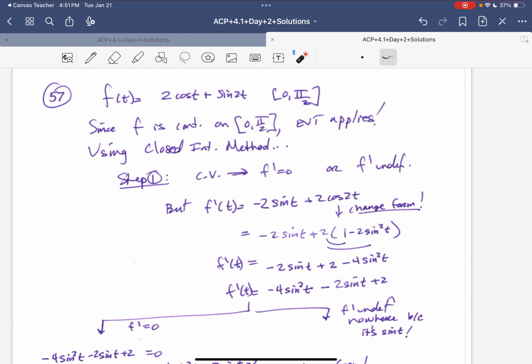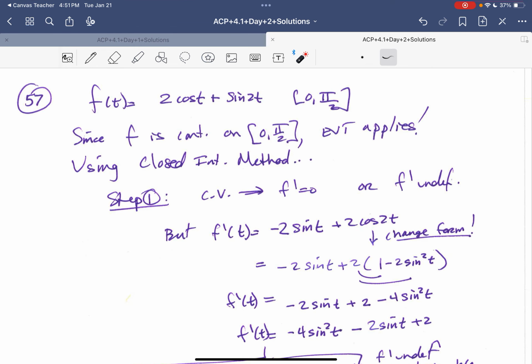All right. Let's look here. 57. If this is my function on this closed interval, well, guess what? This is definitely continuous because it's made of sines and cosines with no division on a closed interval, so the extreme value theorem applies. Again, this is an existence theorem. It says there exists an absolute min and max for this continuous function on that closed and bounded interval.